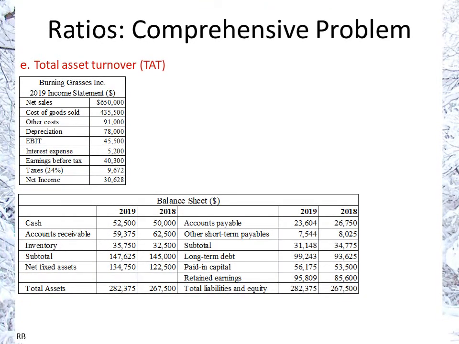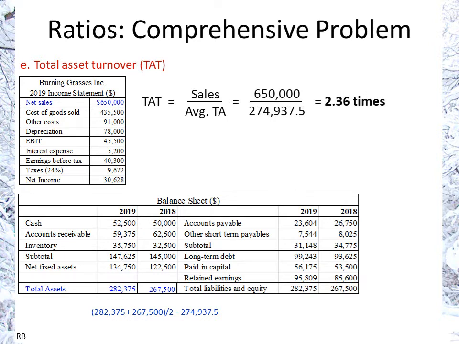Now the total asset turnover tells us how many times we are turning over our assets with our sales. And again, we're using the averages here. So here you see the average assets are just a little under 275,000. And so that gives us 2.36 times a year.